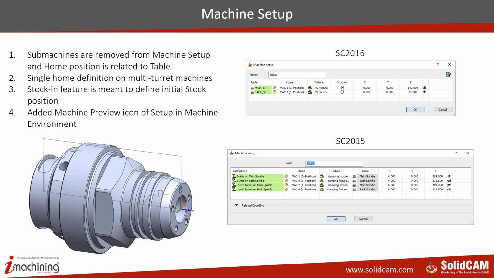The biggest change in the machine setup is the new stocking parameter, which represents where the stock is located when you put it on the machine. This is the main trigger and main parameter: is it on the main spindle table or on the back spindle table? Here we have the pretty standard coordinate offset, and here we have a very new icon, the machine preview.